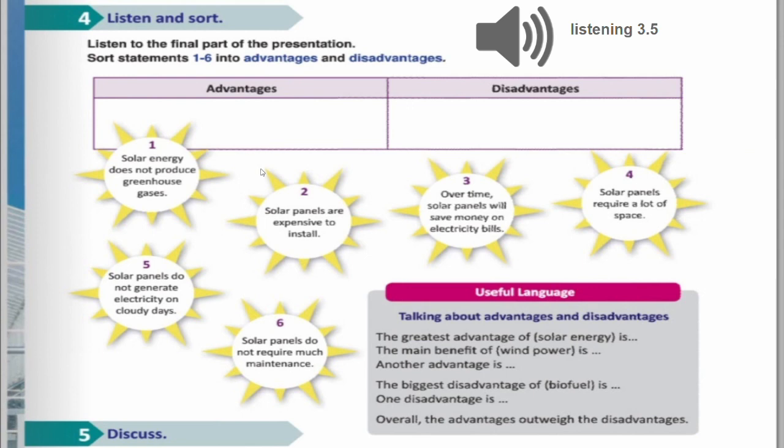So activity 4, listen and sort. Listen to the final part of the presentation. Sort the statements 1 to 6 into advantages and disadvantages. Read the statements silently, then listen and sort.